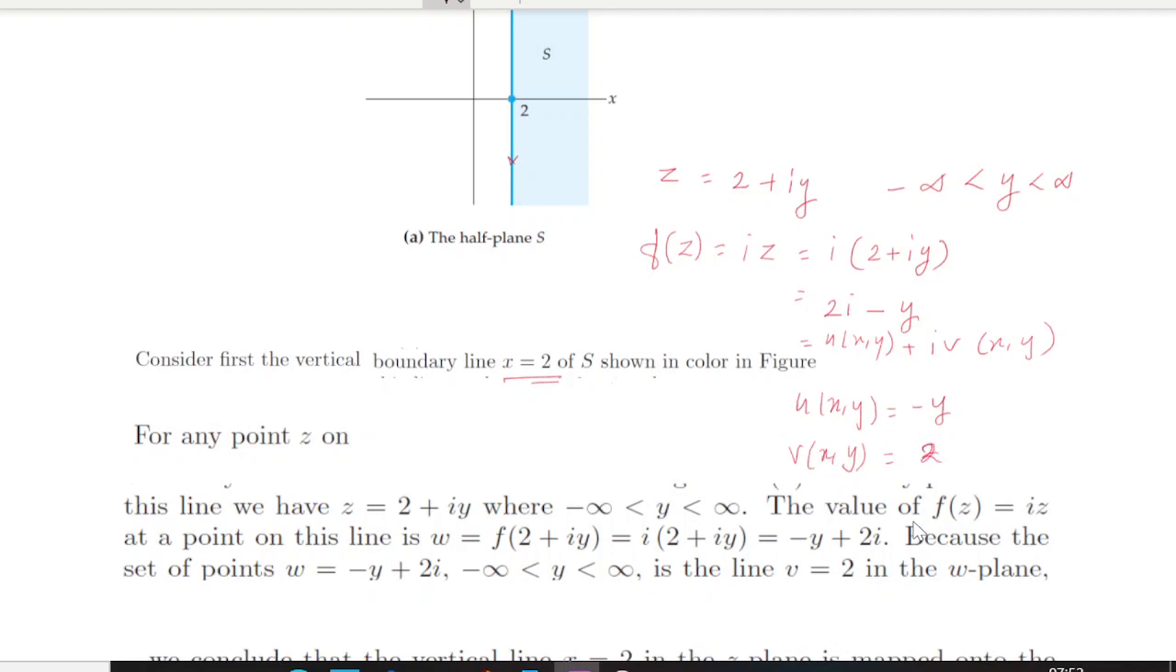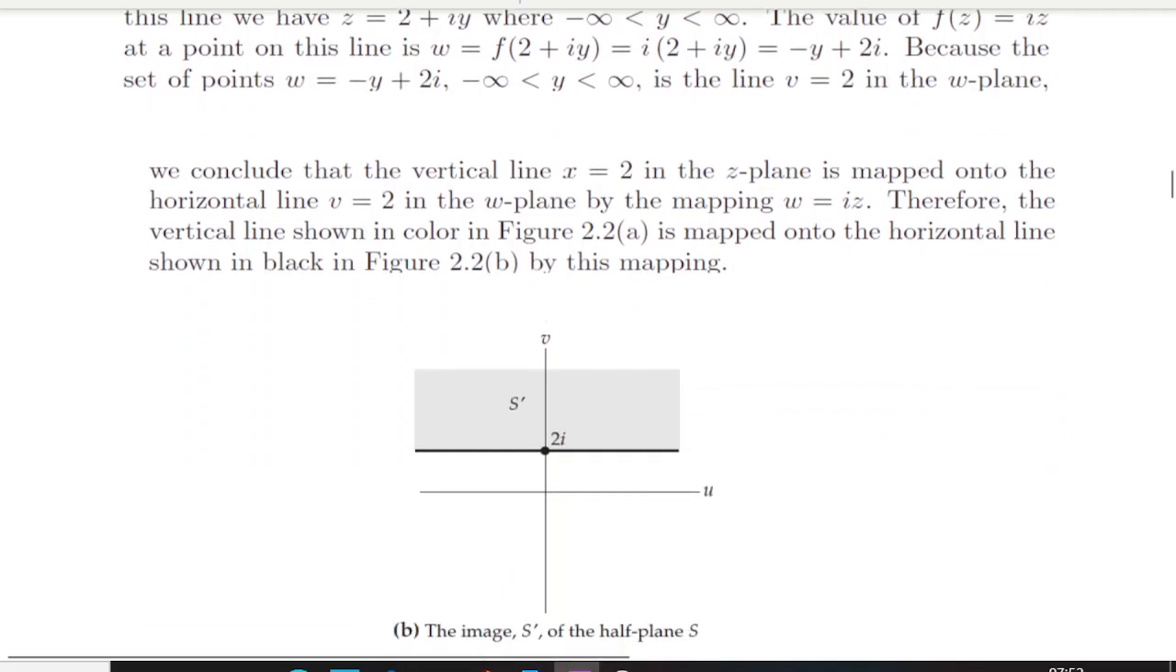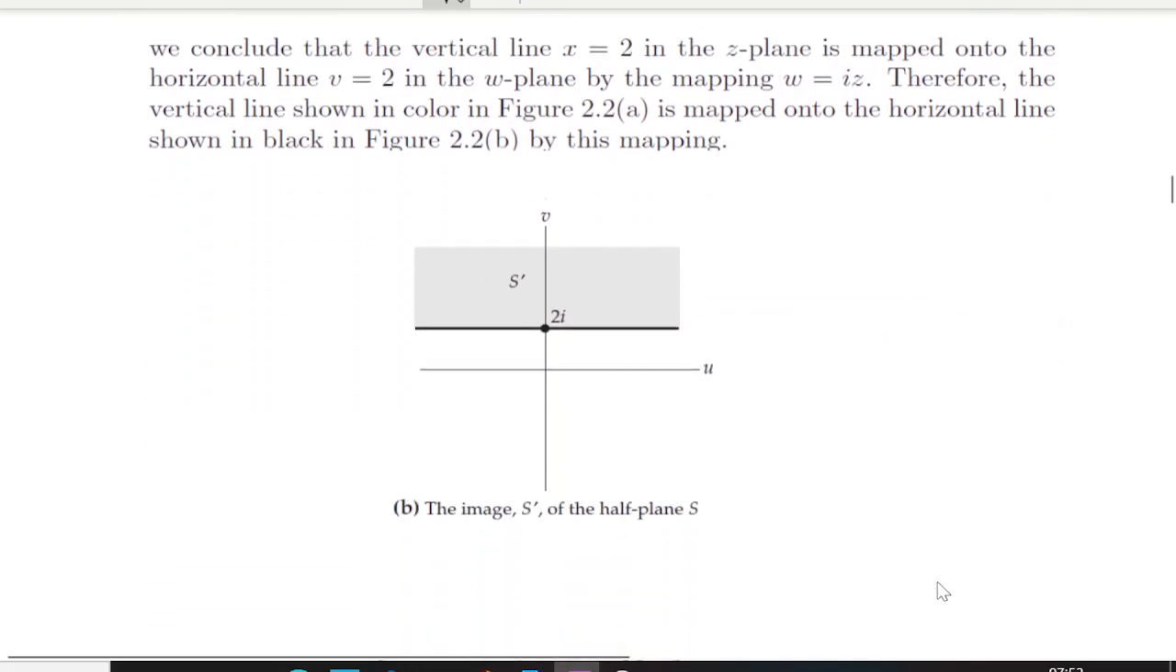So this is going to be a new function. In this line, we find out what w is. w is f of 2 plus iy, that is exactly the same thing you are getting. Now the set w is the line v equal to 2 in the w plane. See, v equal to 2, y can be anything. So v equal to 2 means we will have this one like this.